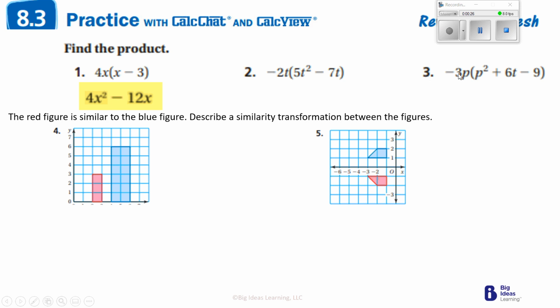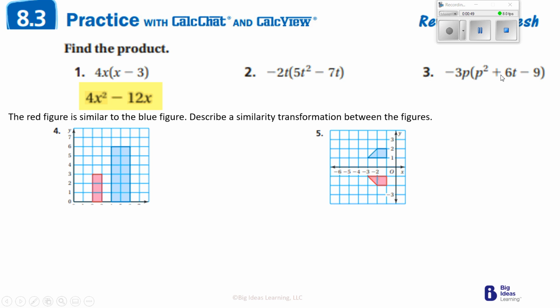Number 3, if I have negative 3p and I multiply it to p to the second power, that'd be negative 3p to the third power. We know this because negative 3 is being multiplied to that invisible 1 that we know is in front of p. Anything multiplied to itself is itself. And then p to the first power times p to the second power is p to the third.